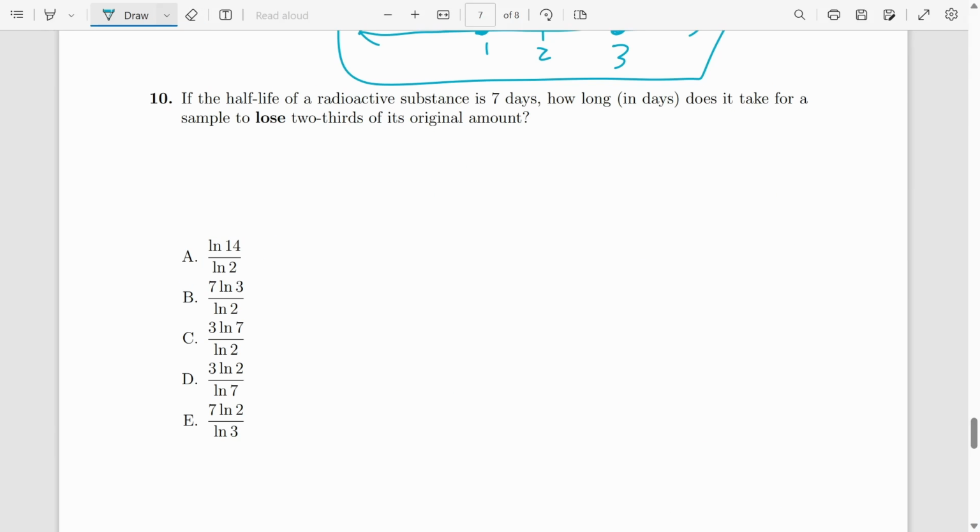Okay, question 10, one of these rate problems. So if the half-life of a radioactive substance is 7 days, how long does it take for that substance to lose 2/3 of its original amount? So let's remember what that formula was again.